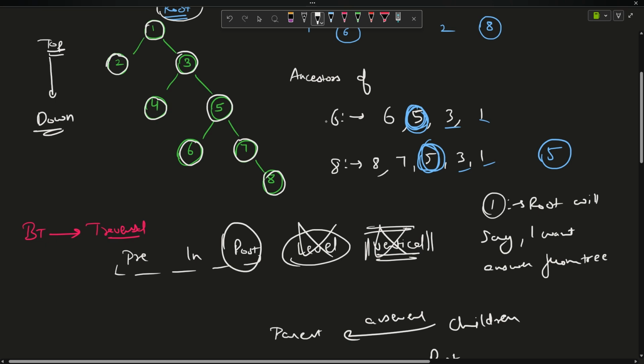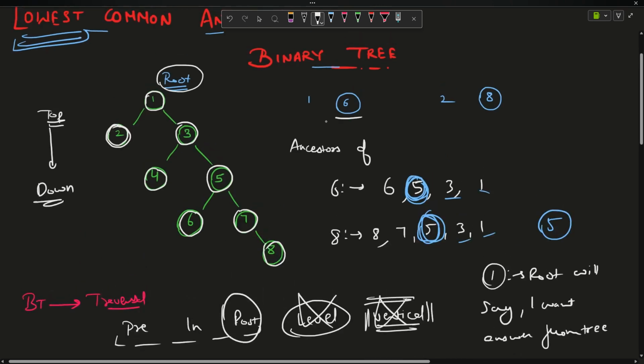So post order says it will go to 2. 2 will say, am I 6 or am I 8? None. So 2 will say, I didn't find any of them, so I am returning null. I will come to 3. 3 will go for the post order and say 4. 4 will also return null because my subtree does not contain any of the nodes and I also do not contain any of the nodes.